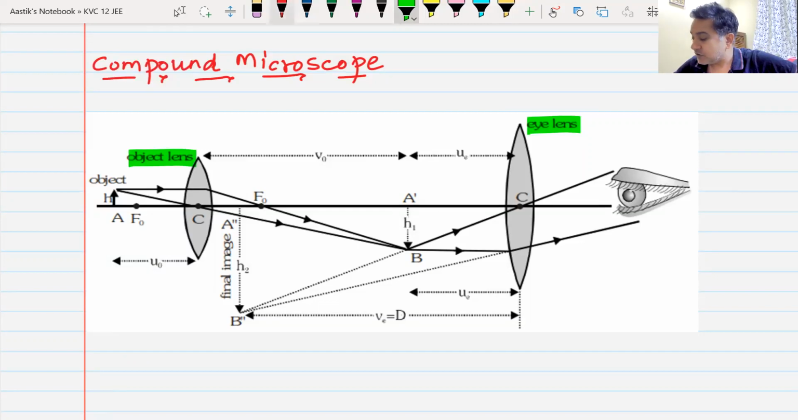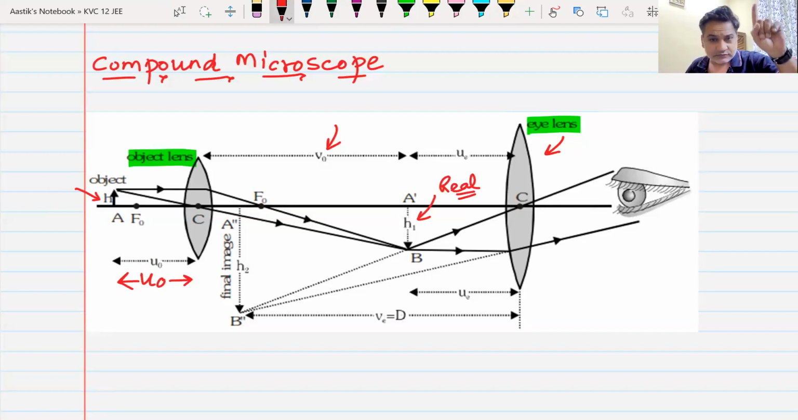Now, the object is placed in front of the objective. UO is the distance of the object from the objective. This objective makes an image at distance VO from the objective. Then this image acts as the object for the second lens, the eye lens. The first lens creates a real image. Do we see this real image? Erect object, inverted image. Do we see this?